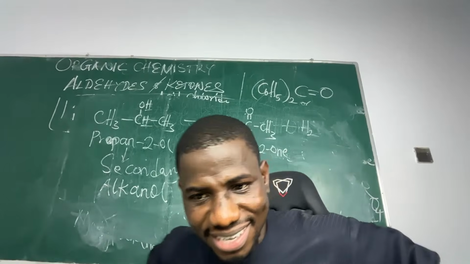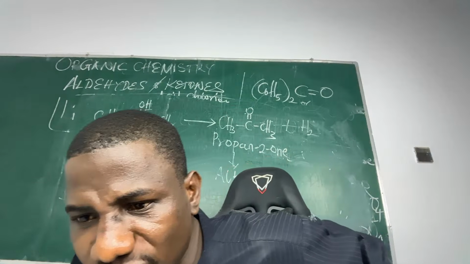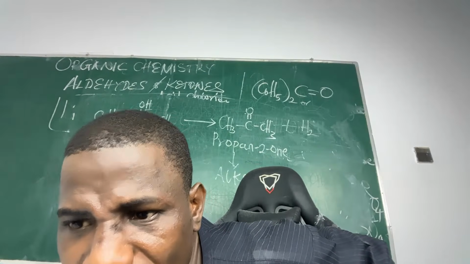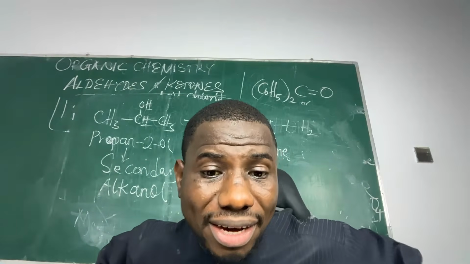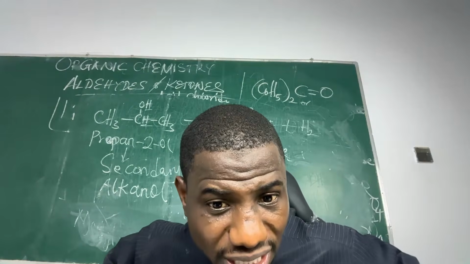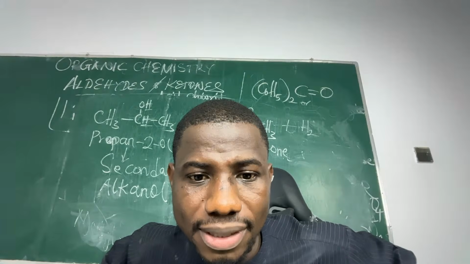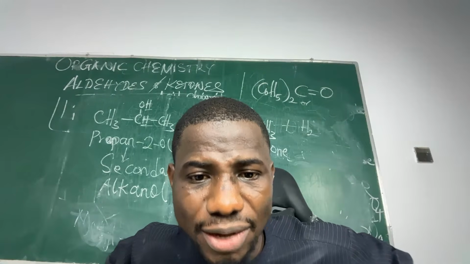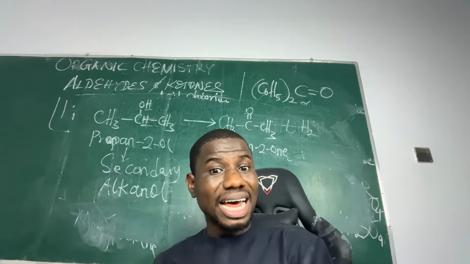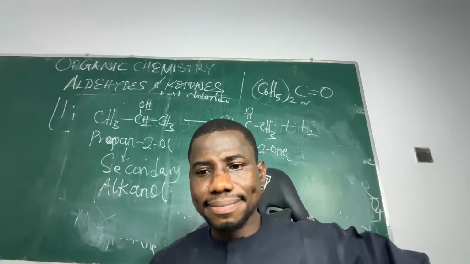At this point, someone said further oxidation of alkanol forms carboxylic acid. Now, if you oxidize a primary alkanol, it will give you aldehyde. But on further oxidation, it will give you a carboxylic acid, which is alkanoic acid. So if you oxidize ethanol, we're going to form ethanal, which is an aldehyde. On further oxidation, we now have ethanoic acid.